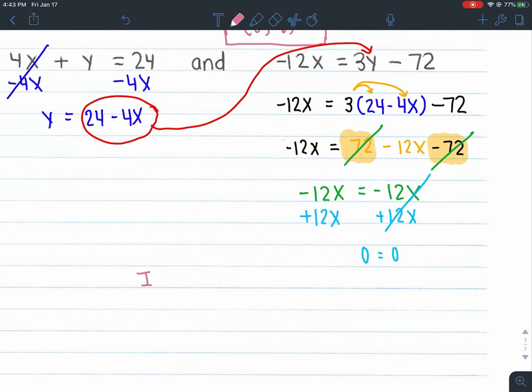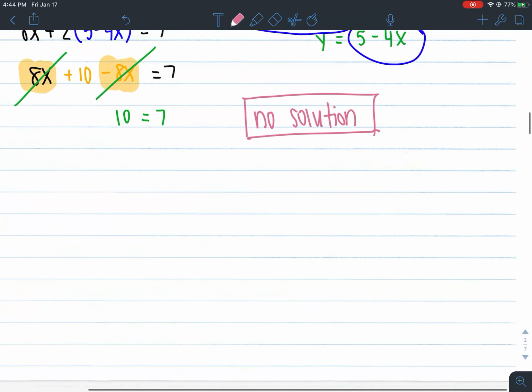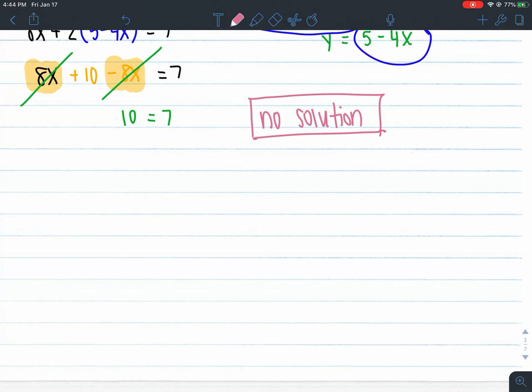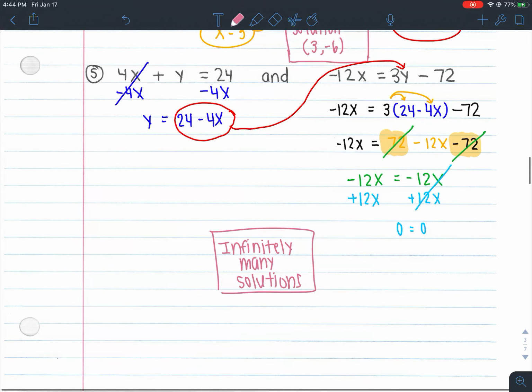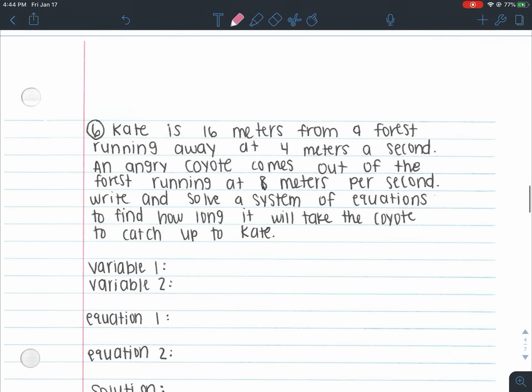So what does that mean? It means I have infinitely many solutions. So we have infinitely many solutions when we have two numbers equal each other. Earlier we saw no solution. Now, no solution happens when you have two numbers that don't equal each other. So back there we had 10 equals 7. Well, that's not true. Remember, if it makes no sense, it's no solution. But if the numbers make sense, then it's infinitely many. So if I have 2 equals 2, it's infinitely many solutions. If it's 5 equals 5, it's infinitely many solutions. If it's 7 equals 10, no solution.